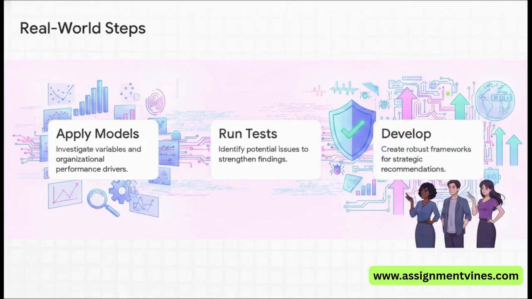Let's look at how this actually plays out in the real world. It's essentially a 3-step journey. Step 1. You apply regression models to investigate what is actually driving your organizational outcomes.